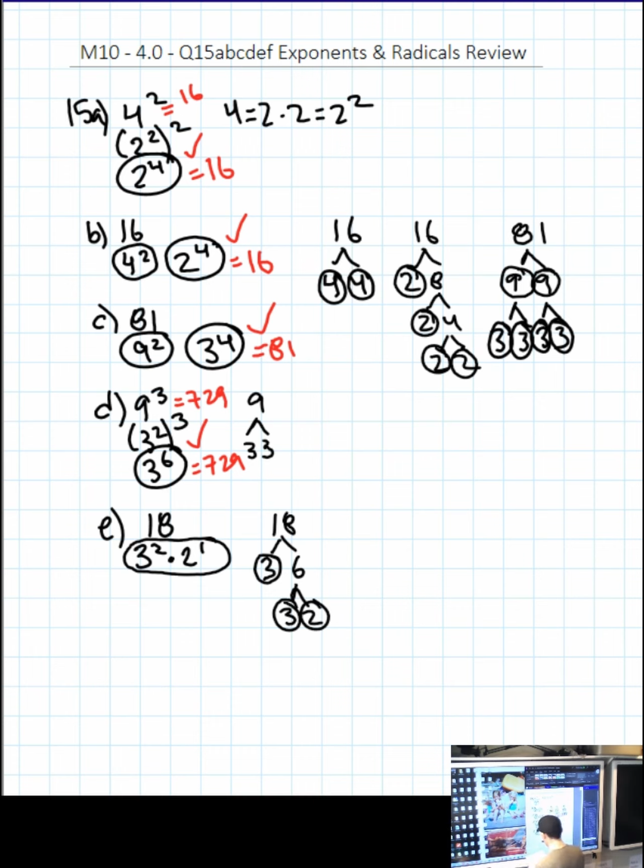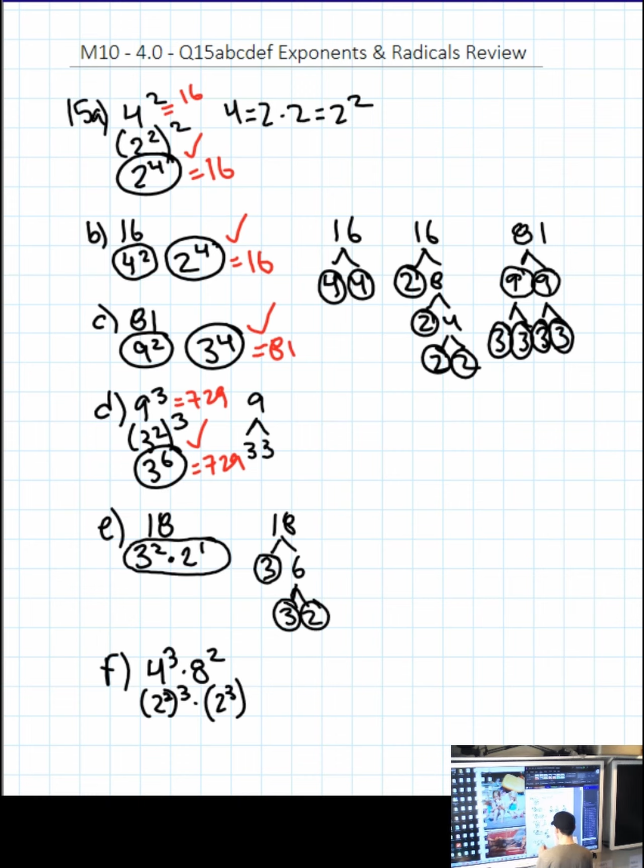Okay, we have F. So we have 4 cubed times 8 squared. Now 4, as we learned earlier, is simply 2 squared, still cubed, times 8. 8 is 2 cubed.